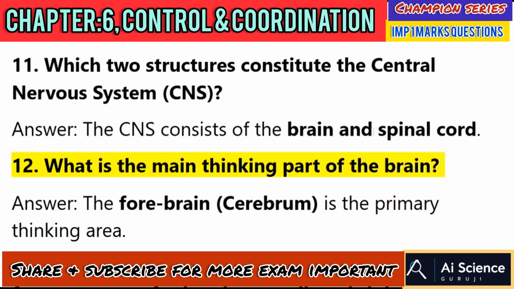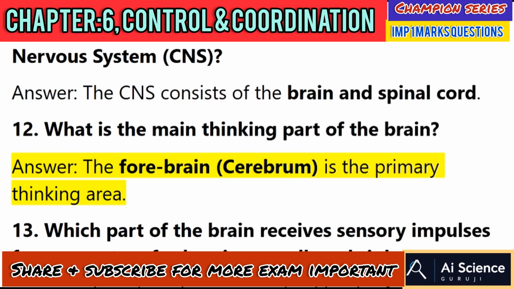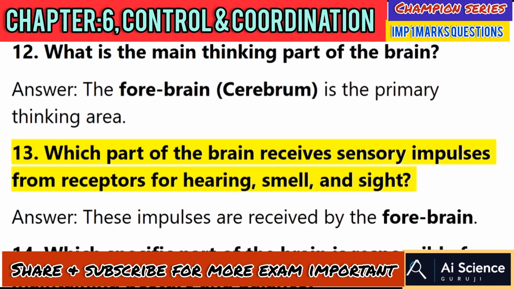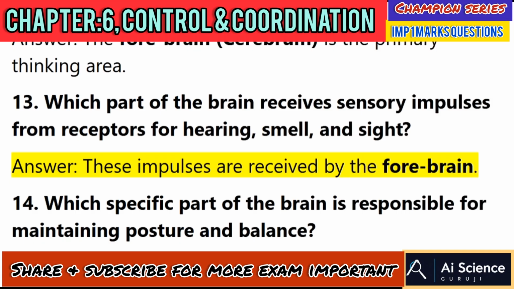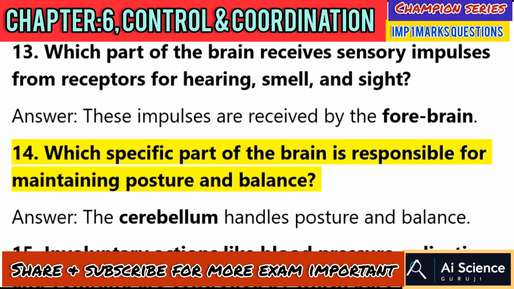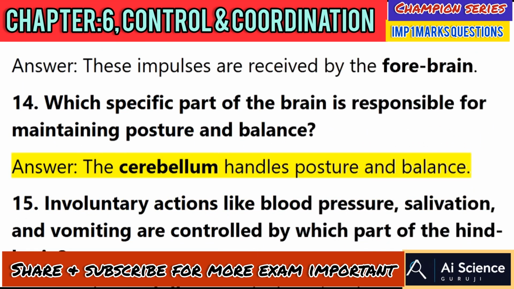12. What is the main thinking part of the brain? Answer. The forebrain, cerebrum, is the primary thinking area. 13. Which part of the brain receives sensory impulses from receptors for hearing, smell, and sight? Answer. These impulses are received by the forebrain. 14. Which specific part of the brain is responsible for maintaining posture and balance? Answer. The cerebellum handles posture and balance.